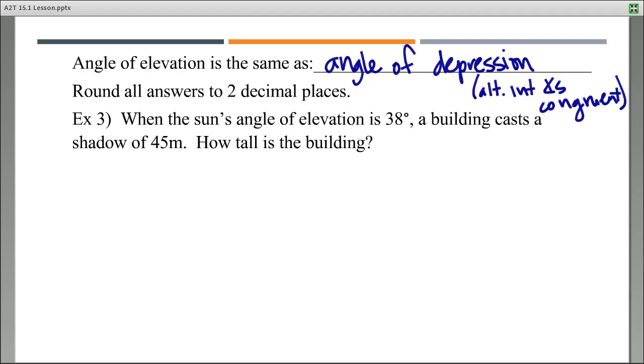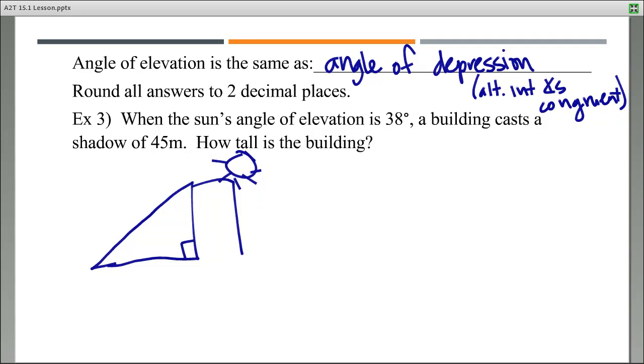Let's look at example 3. It says when the sun's angle of elevation is 38 degrees, a building casts a shadow of 45 meters. How tall is the building? So let's say here's our building and here's the sun, right? And so it's casting some shadow over here. So here's our little right triangle.